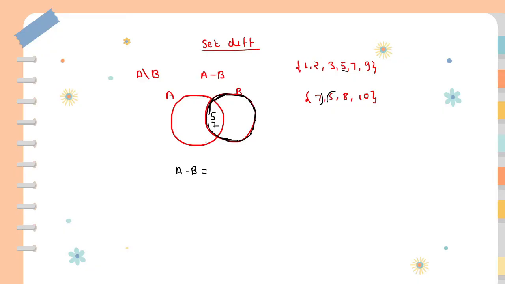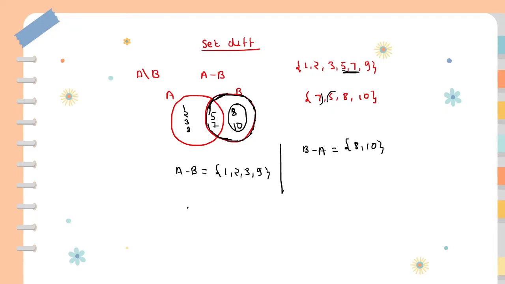So basically a minus b is equal to all elements in a excluding b, so that means all elements in a that are not in b. So 5 and 7 are in b, so we will remove these numbers, 5 and 7. So a minus b will give 1, 2, 3 and 9. And this is 5 and 7, this is 8 and 10. And if you find b minus a, all elements in b which are not in a, it is only 8 and 10.